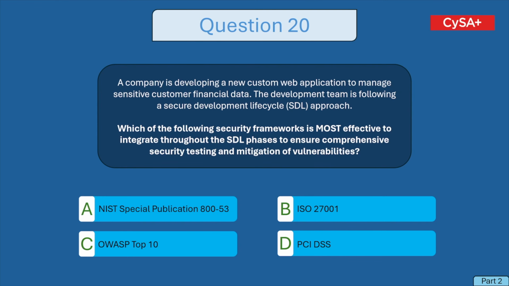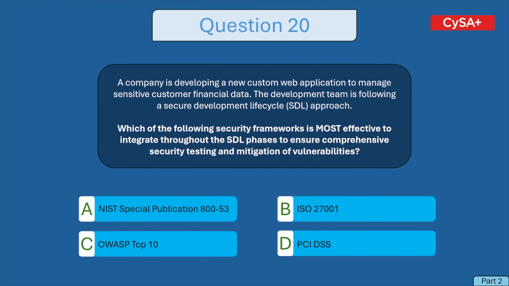Question 20. A company is developing a new custom web application to manage sensitive customer financial data. The development team is following a secure development lifecycle approach. Which of the following security frameworks is most effective to integrate throughout the SDL phases to ensure comprehensive security testing and mitigation of vulnerabilities? A, NIST 800-53, B, ISO 27001, C, OWASP Top 10, or D, PCI DSS.